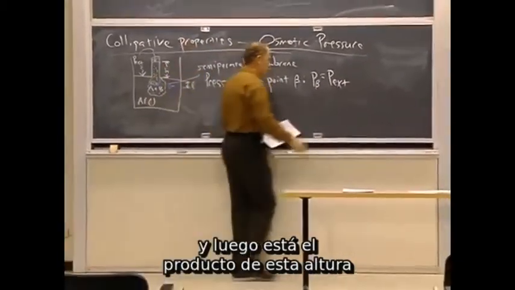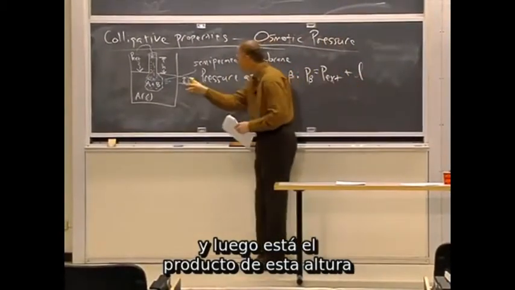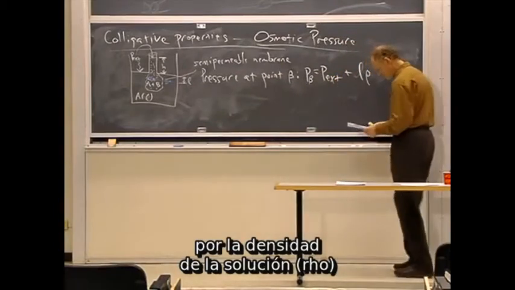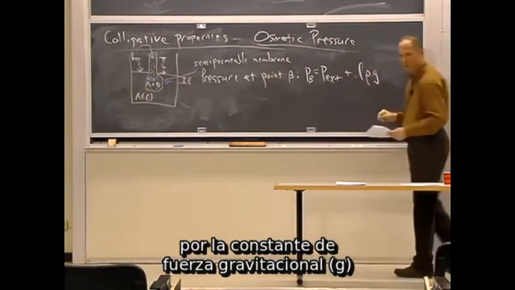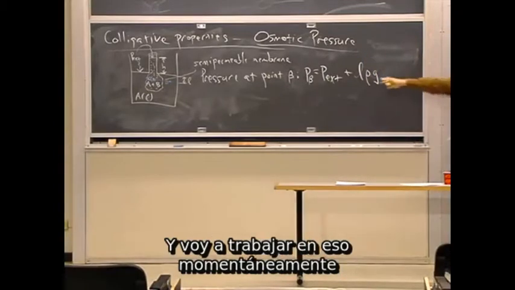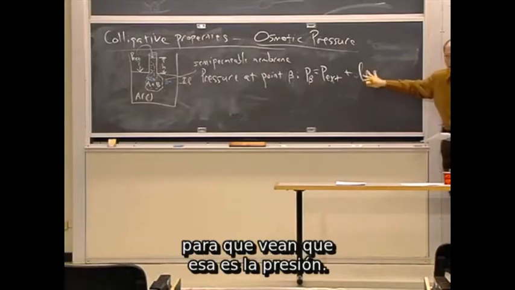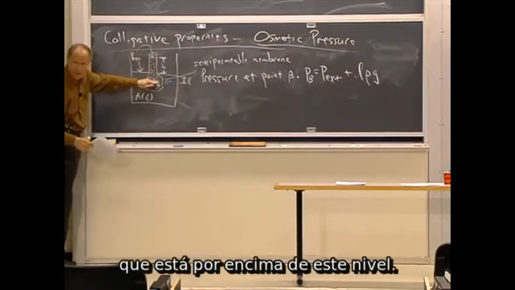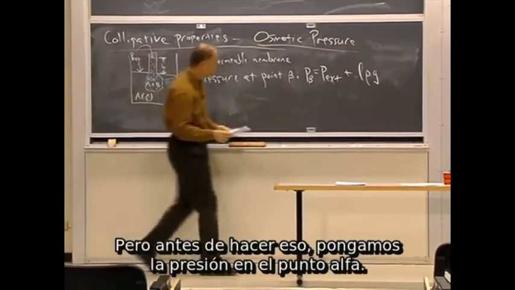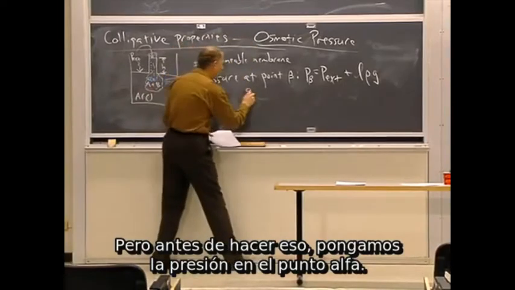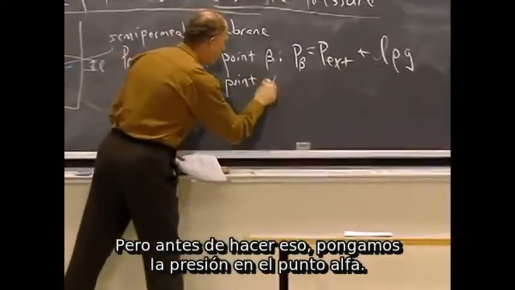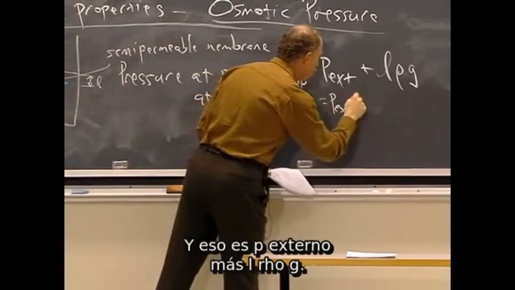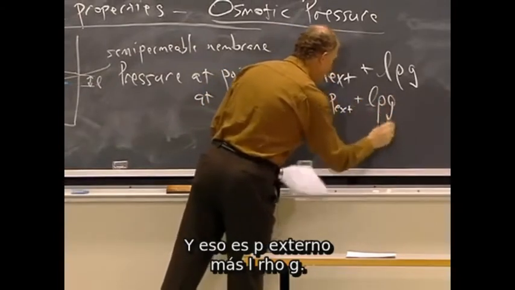And then there's the product of this height times the density of the solution times the gravitational force constant. Okay, and I'll work through that momentarily so you see that that indeed is the pressure that's exerted by the amount of liquid that's up above this level. Okay, but before I do that, let's put the pressure at point alpha. So P alpha, and that's P external plus L rho G.